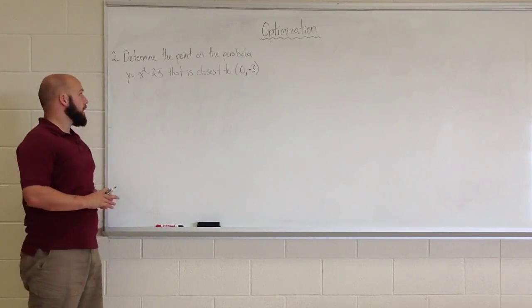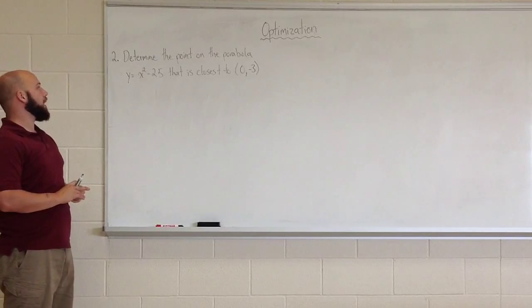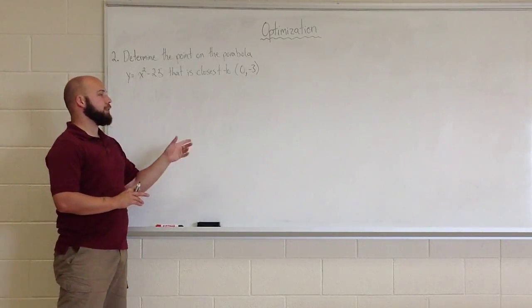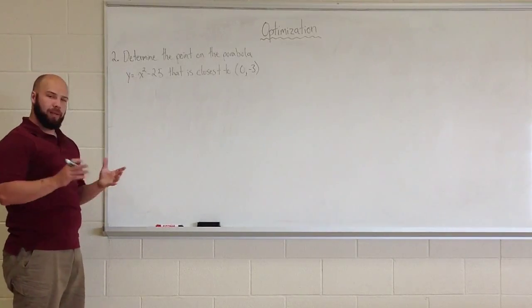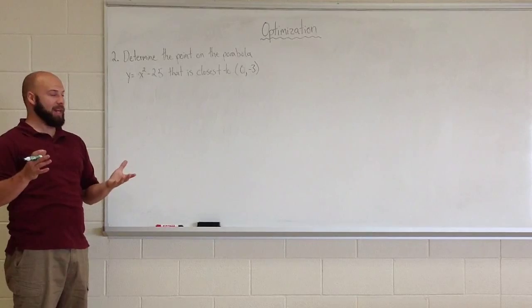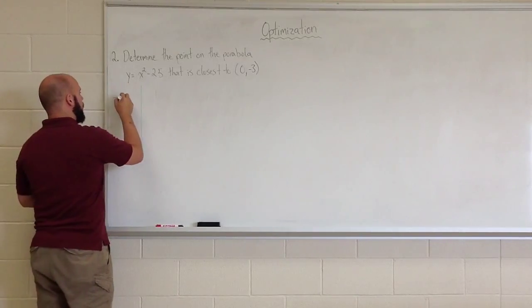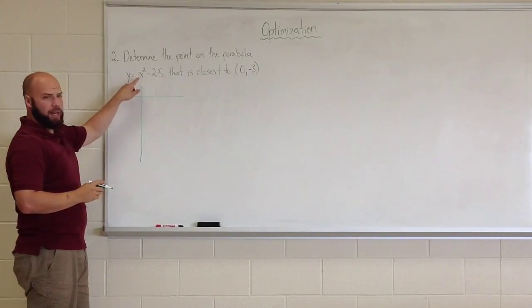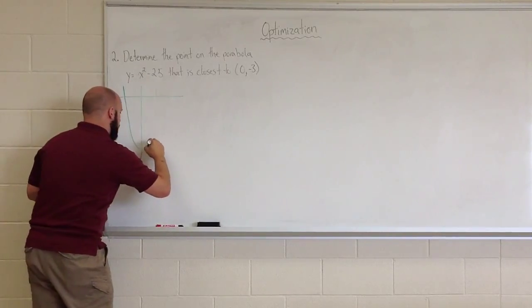Here's another example of an optimization problem. This one says determine the point on the parabola y equals x squared minus 25 that is closest to (0, negative 3). So a little bit different, not really a word problem. But like all questions, let's create a diagram here to start this off. We know this parabola, x squared minus 25, is just going to be the x squared parabola brought down 25. So it should look like this.